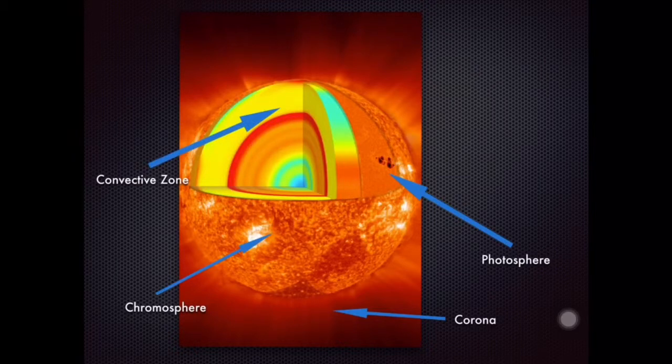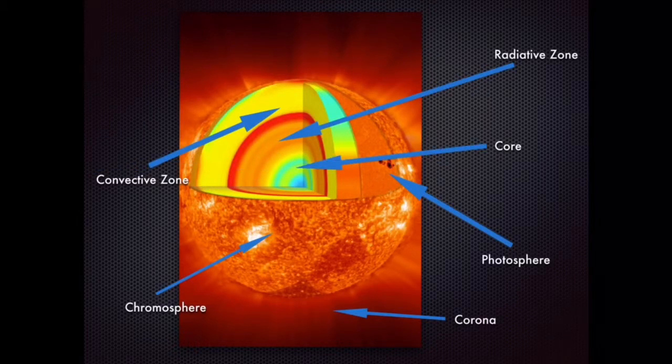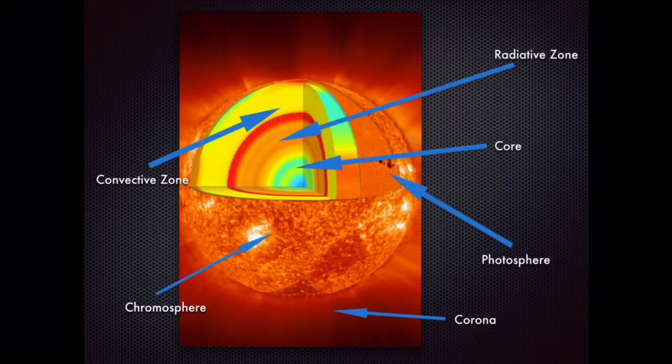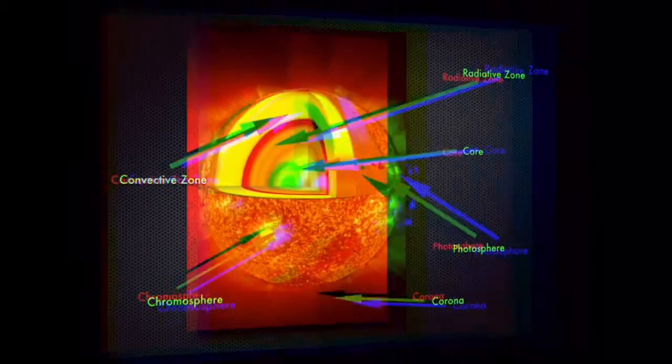The convective zone is where plasma or ionized gas is transported via convection from the radiative zone all the way up to the photosphere. The radiative zone is where plasma or ionized gas is radiated all the way up to the convective zone from the core. The core of the sun is, of course, the center of the sun, and it is the home of where all the nuclear fusion happens.